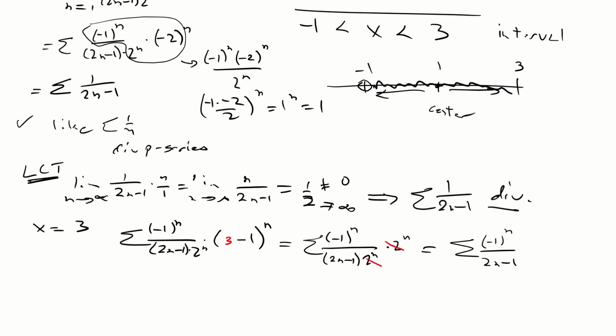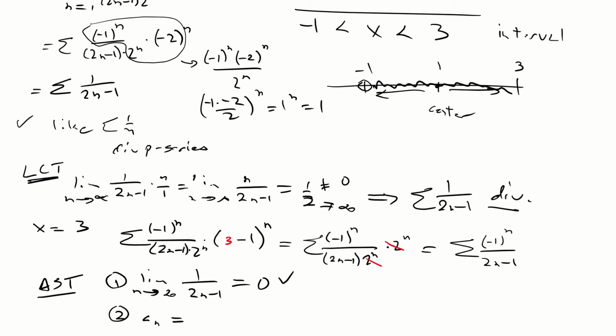So guess what? I have to do the alternating series test on it. So 1, the limit as n goes to infinity of 1 over 2n minus 1. Is it 0? Yes, it is equal to 0. Check. 2, write down the nth term, which is 1 over 2n minus 1. It's going to be bigger than 1 over 2(n plus 1) minus 1, which is the n plus first term. So it is decreasing, check, and so therefore it converges.